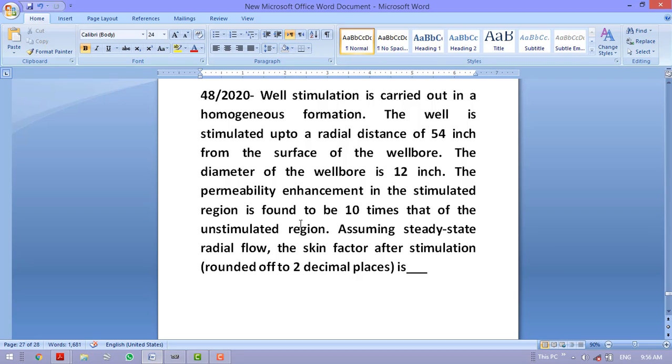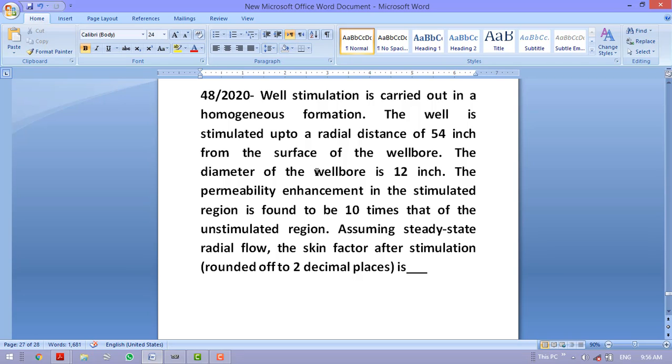2 decimal points. So here you can see one thing, that the well is stimulated up to a radial distance of 54 inches from the surface of the wellbore. So the point from the wellbore is starting from there, up to 54 inches, the well has been stimulated. But if you are considering the radius of skin, then you should also consider that from the surface it has been stimulated up to 12 inches, but he didn't consider the radius of the wellbore, right?